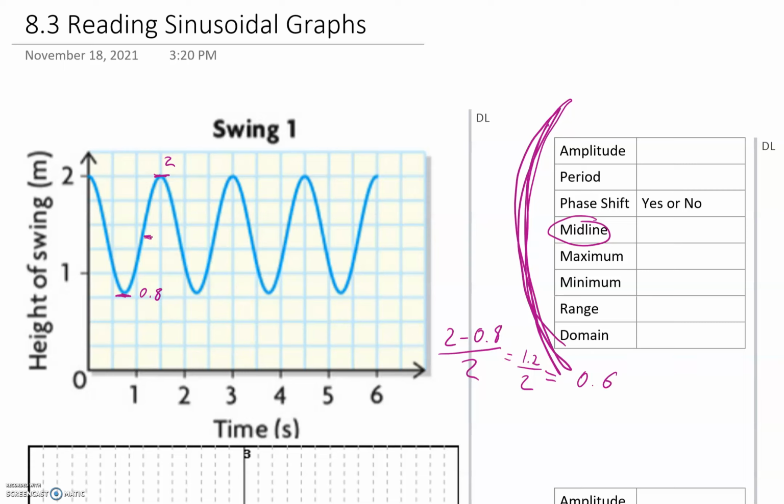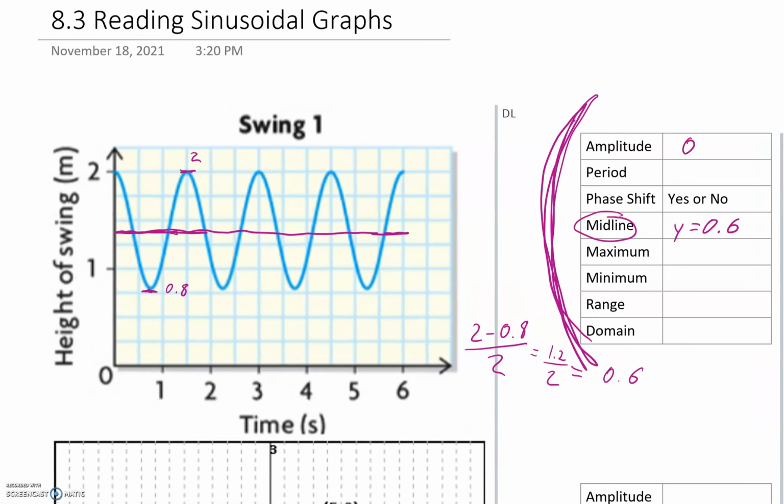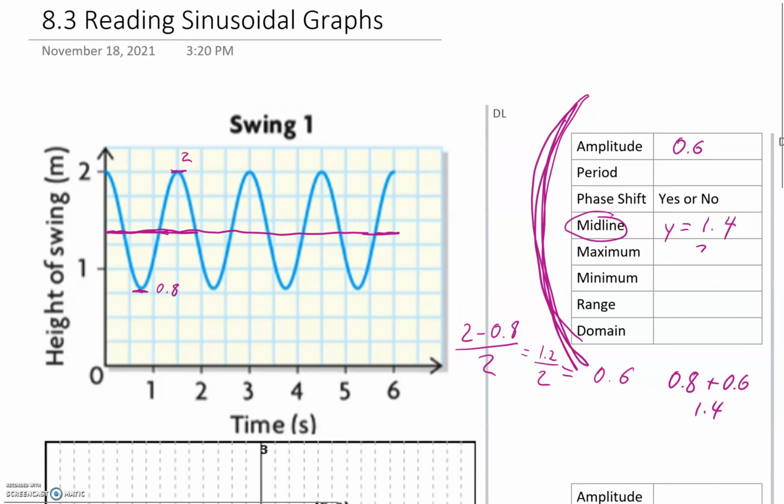So it should be sitting around here-ish. So this would be our midline. Sorry, no. Our amplitude is 0.6. Our midline is 1.4, which is 0.8 plus 0.6. Our maximum is 2, our minimum is 0.8, which we already got.